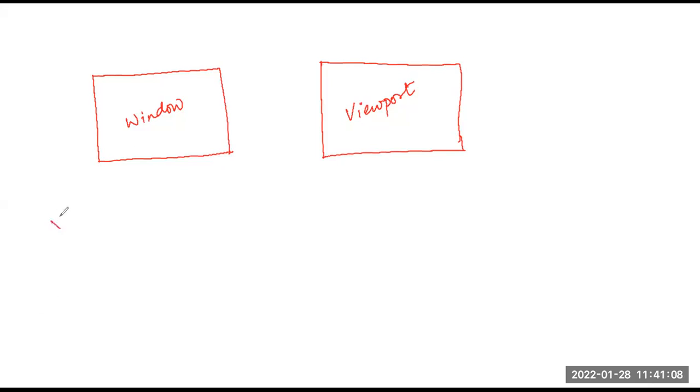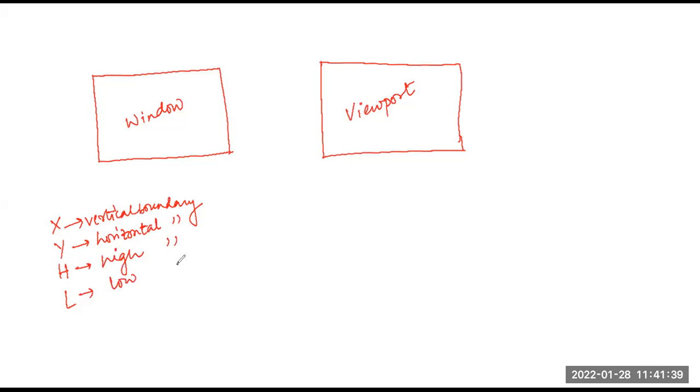A few concepts are there, not concepts, naming convention. X stands for vertical boundary. Y stands for horizontal boundary. H stands for high boundary. And L stands for low boundary. Okay, fine.